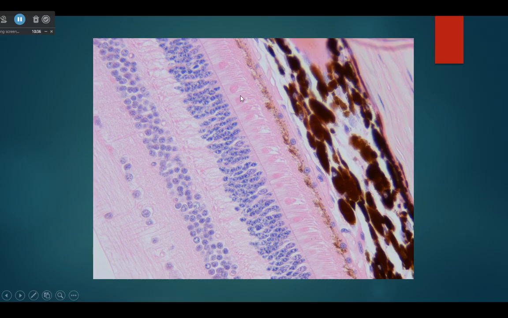So here we can see our rods. They're going to look like tassels, kind of very skinny rod shapes like pretzel rods. And then we have the cones, which are kind of triangular shaped if you use your imagination. So this is where we're going to convert light into a neural transmission, and it's going to open sodium channels and go through this way.